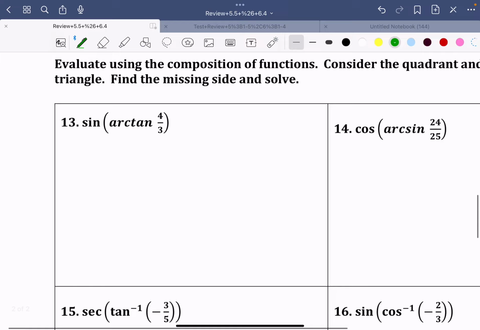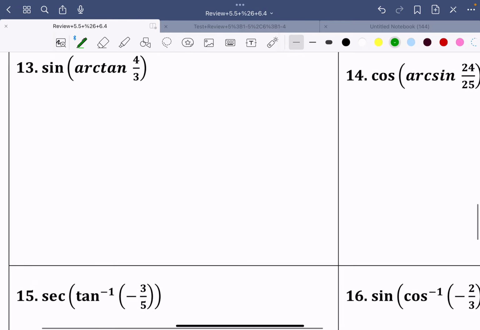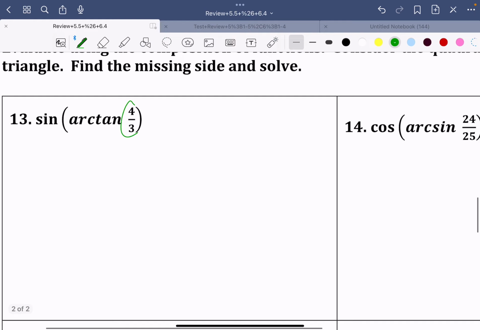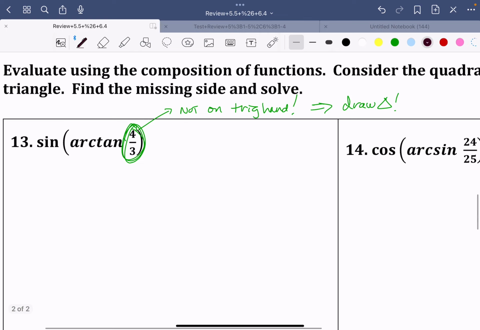Okay. Let's keep on going. Evaluate these, consider drawing. It even tells you to draw a triangle. So there's a big hint. Notice that this is not on trig hand, so I cannot undo that with my trig hand, so that means that I need to draw a triangle. That's really the big key. You're going to draw a triangle because if you undo 4 over 3, 4 over 3 is not on your hand unless you've broken your hand. Which if you have, I'm sorry.